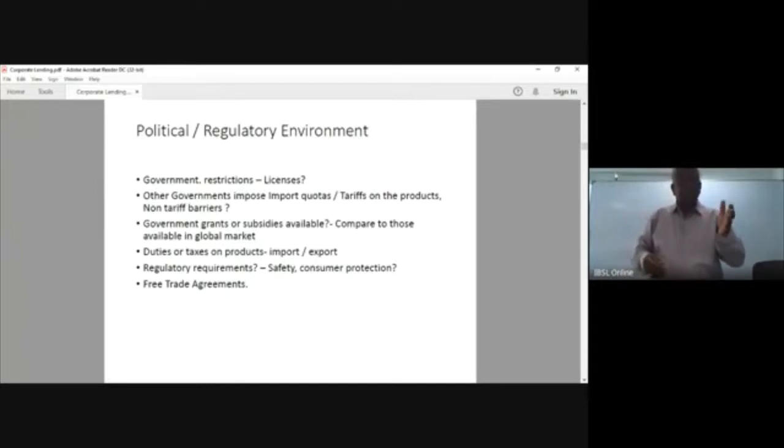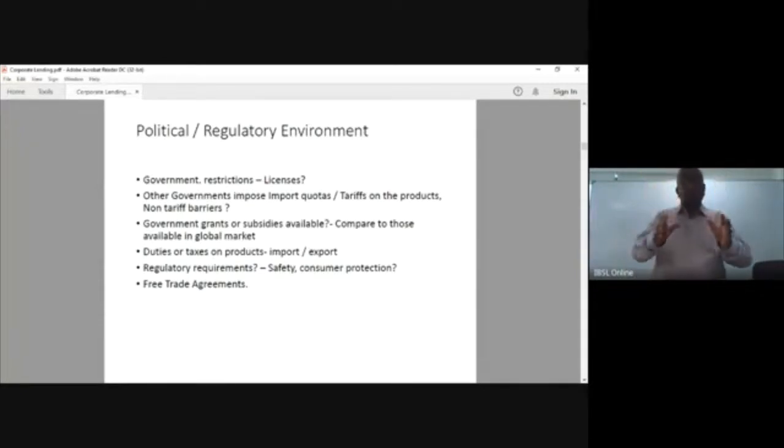Duties or taxes on products. I have already told you this. You have to see that when you import, there are barriers, tariff barriers and non-tariff barriers. In the case of tariff barriers, how are the duties or taxes on the imports? Similarly, for exports also there may be barriers. So you must look at taxes on export, whether there are export duties or export taxes, you have to analyze. Then the regulatory environment.